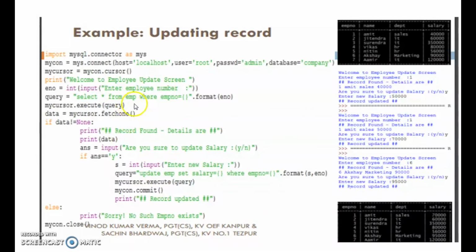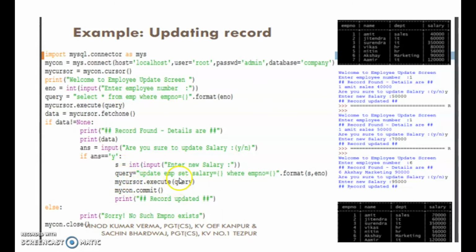Based on this query, you can read only one record. Then it will check if it is none or not. If the data is none, then print record not found. If data is not none, then print record found, details are, then print data. Then ANS is equal to input, are you sure to update salary? If the answer is Y, then you can read salary into S.